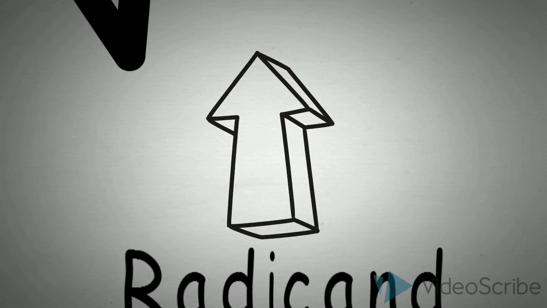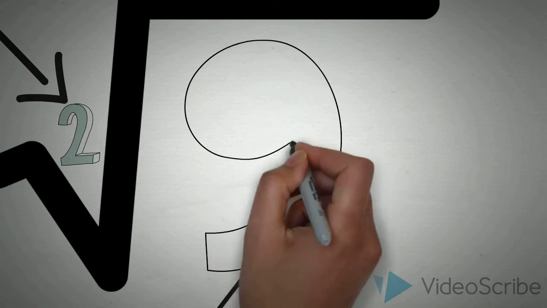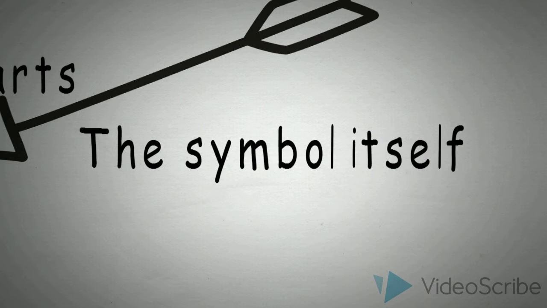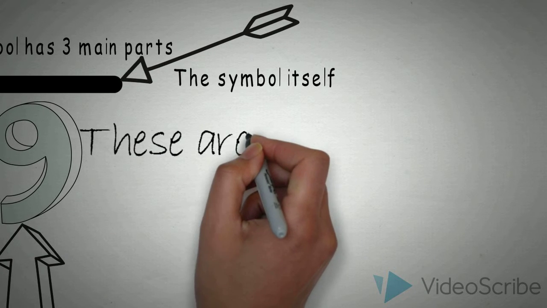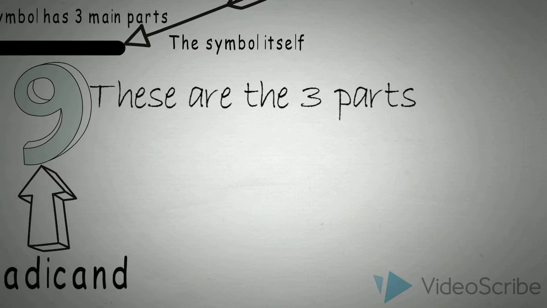That's the number underneath the radical symbol. In this case, it would be the number 9. Then there's also the radical symbol itself. Those are the three parts, and these are the three parts that we're going to be talking about today.